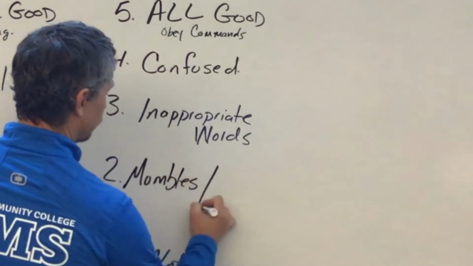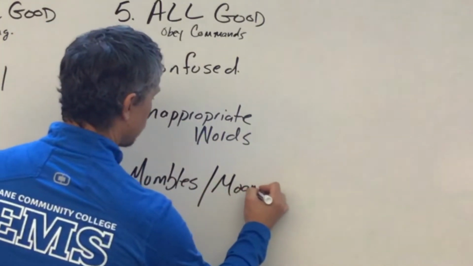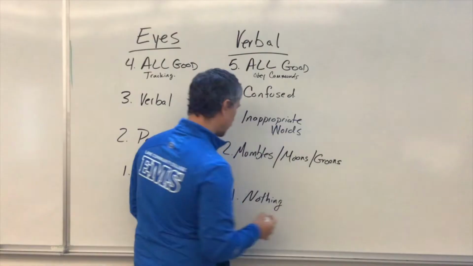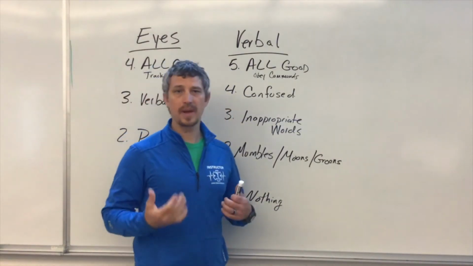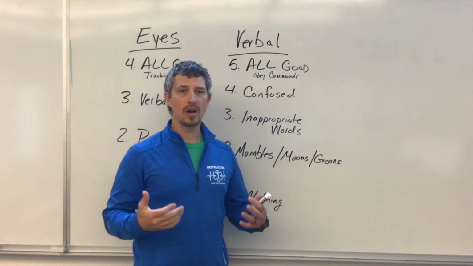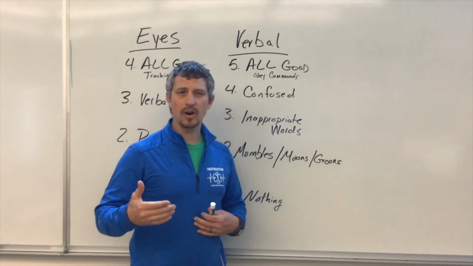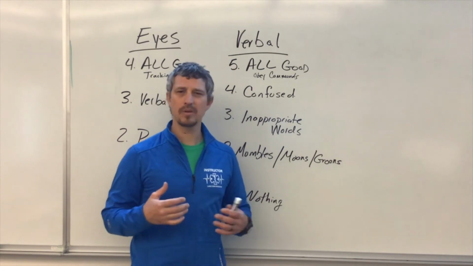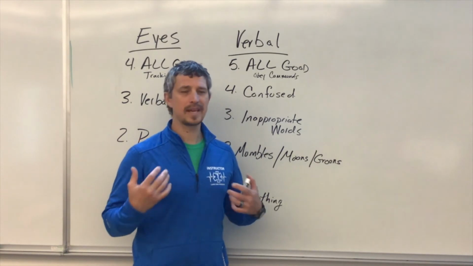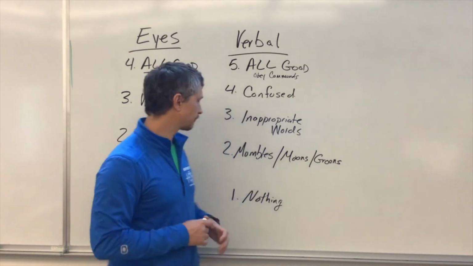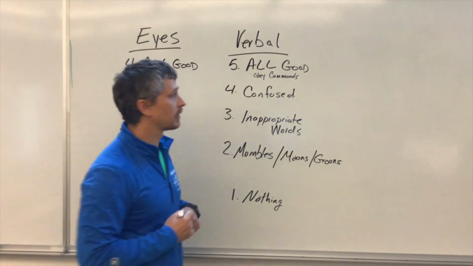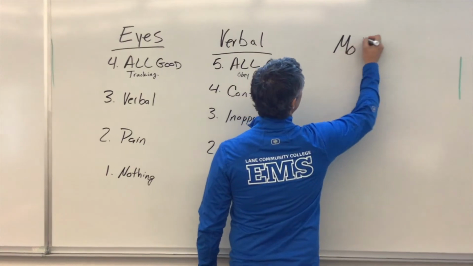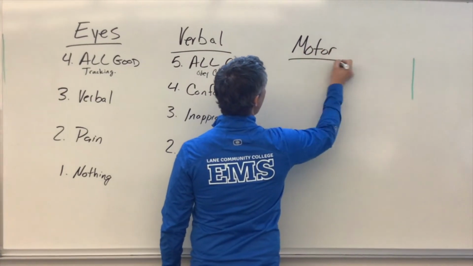And then 2 is going to be our mumbles, moans, and groans. So this is our incoherent sounds. Our patient isn't making audible words or good words. They're just kind of mumbling, moaning, groaning. Something hurts, but they can't communicate with you. That's our verbal. Our last category is going to be our motor.